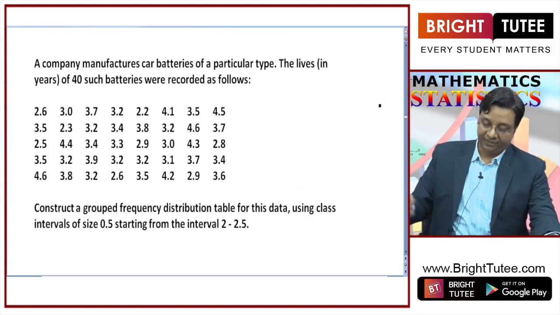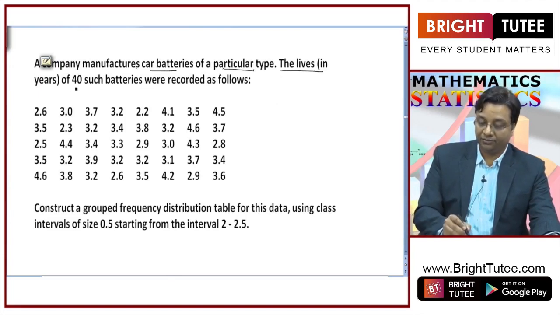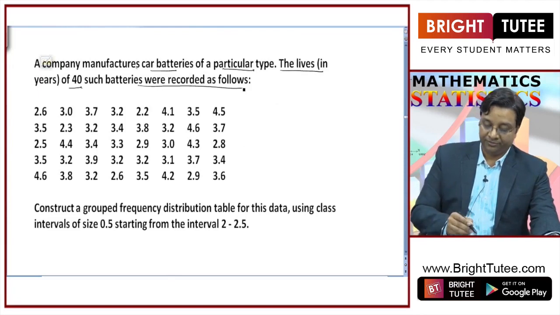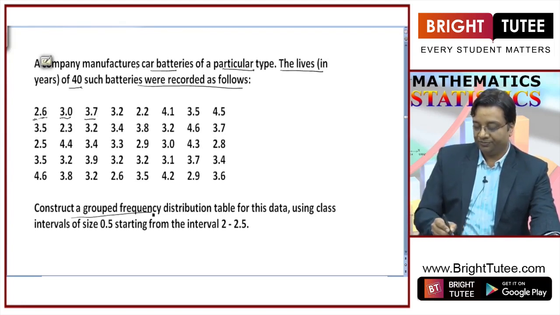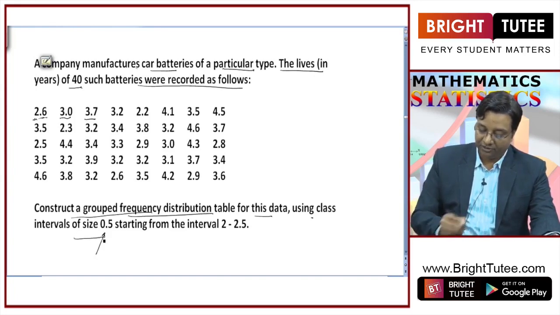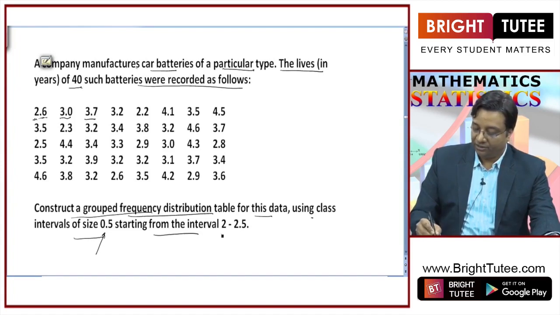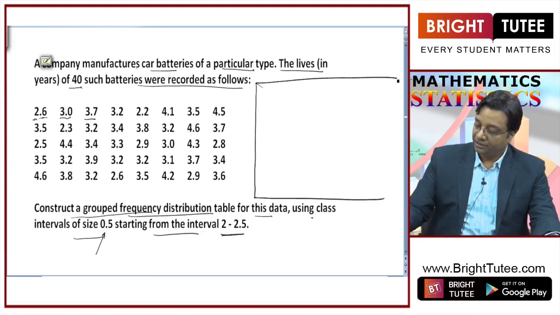Okay. A company manufactures car batteries of a particular type. The lives in years of 40 such batteries were recorded as follows. For example, 2.6. So this is 2.6 years for a battery, and this another battery lived 3.7 years, and so on. We need to construct a grouped frequency distribution table using class interval size of 0.5 starting from the interval 2 to 2.5. So let me make it here itself so it is easier for me to count and write it here itself.